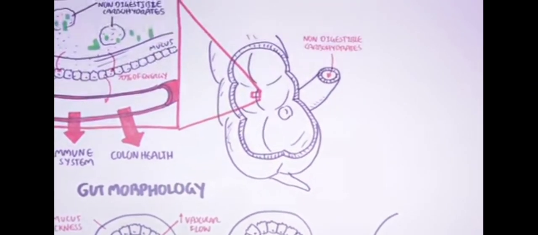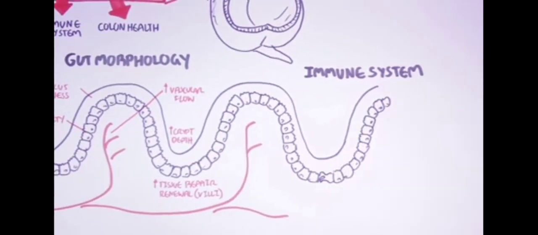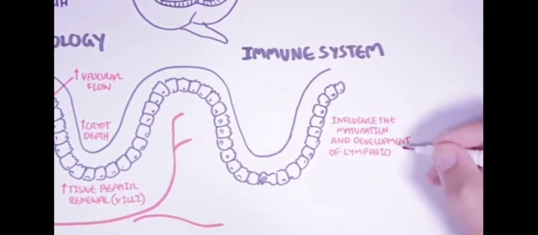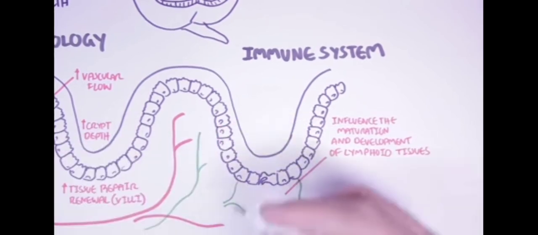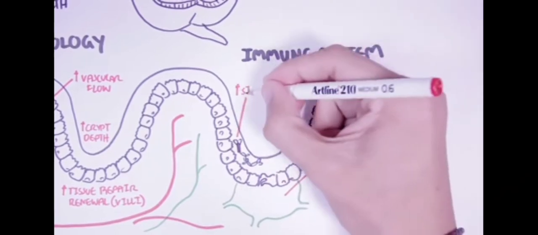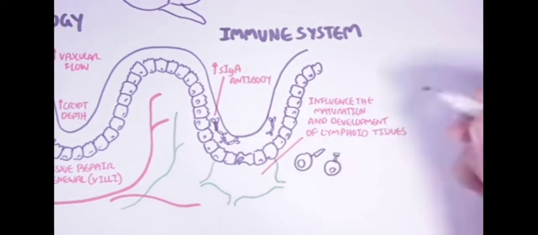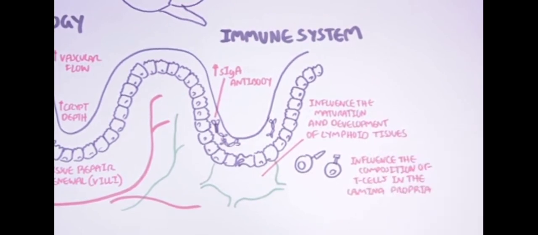The gut microbiota has also been shown to have an effect on the immune system. For example, it has been shown to influence the maturation and development of lymphoid tissues, such as Peyer's patches in the mucosal system, as well as the lymph nodes. The gut microbes are also able to regulate production of some immune mediators, including increasing concentration of secretory IgA antibodies. Recently, it has been found that the bacteria are able to influence the composition of T cells in the lamina propria.